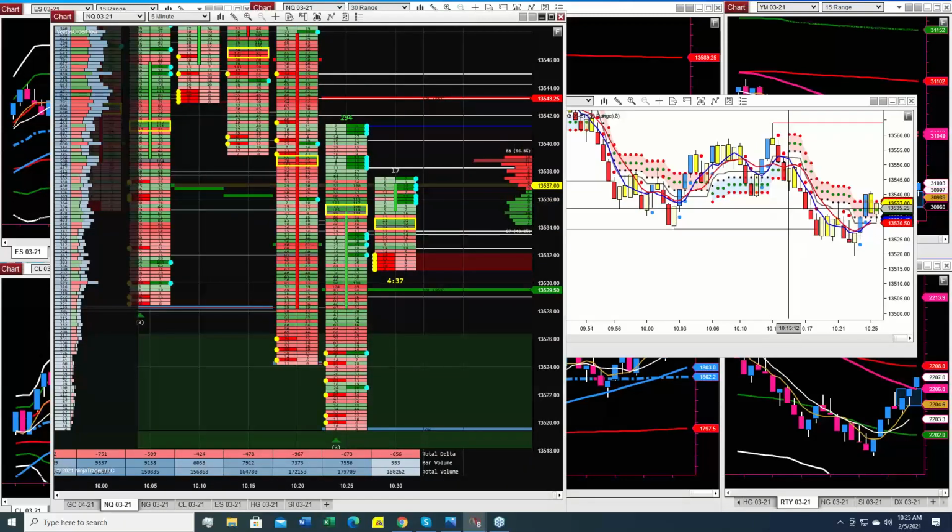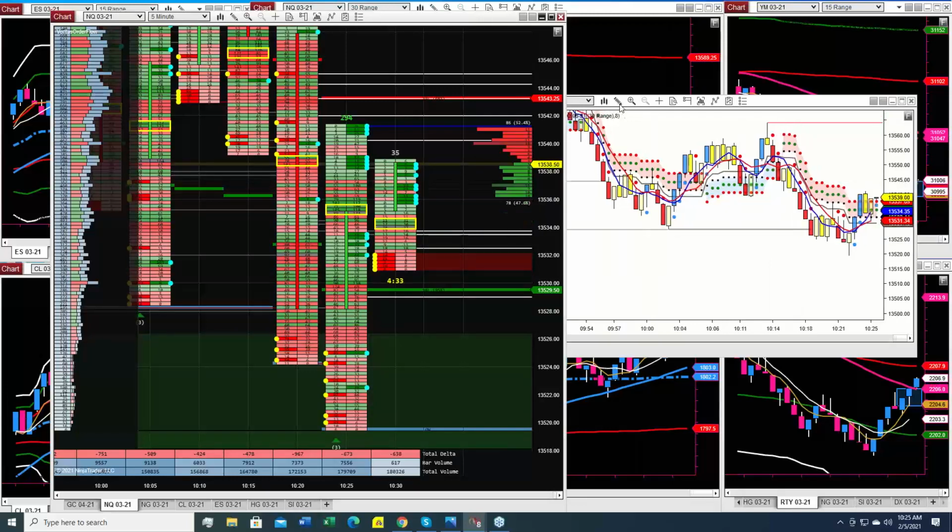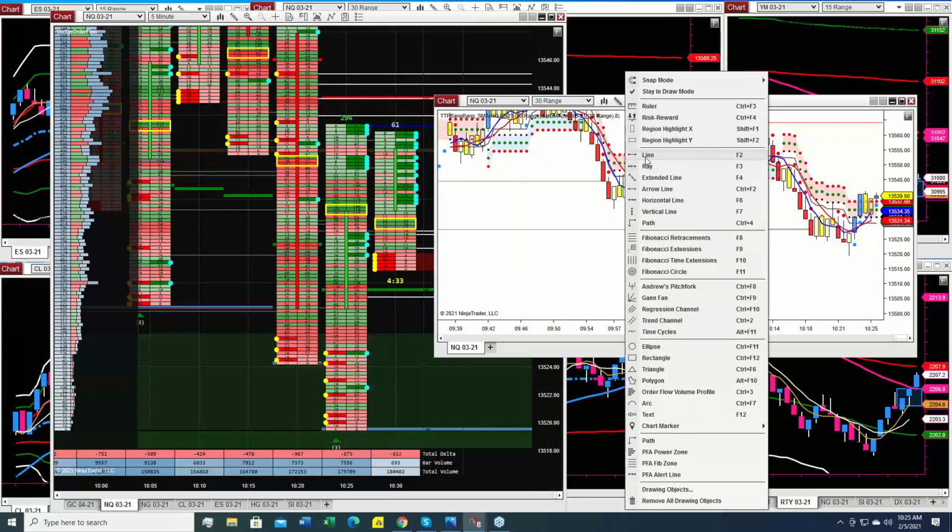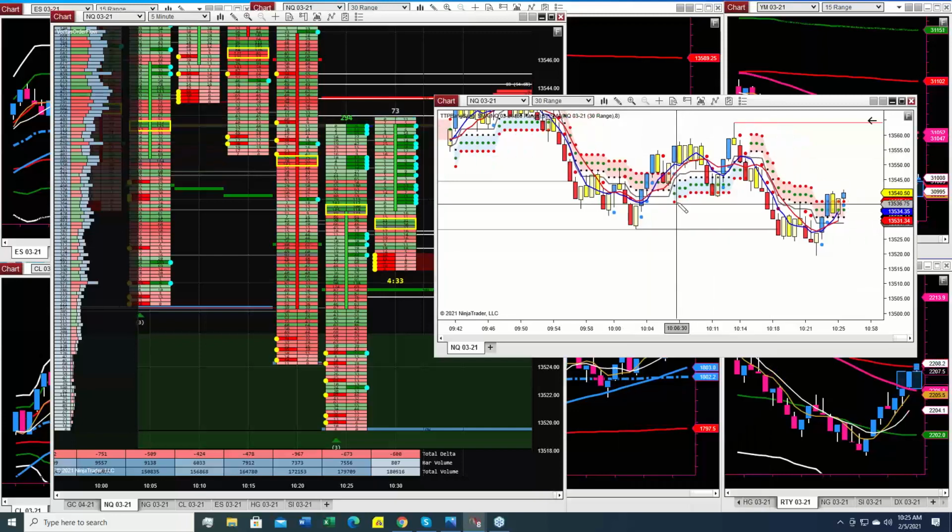This is where I hit it short, right there. This is where I was short on this candle. I was short 41. So just as it was poking here, I took that short.